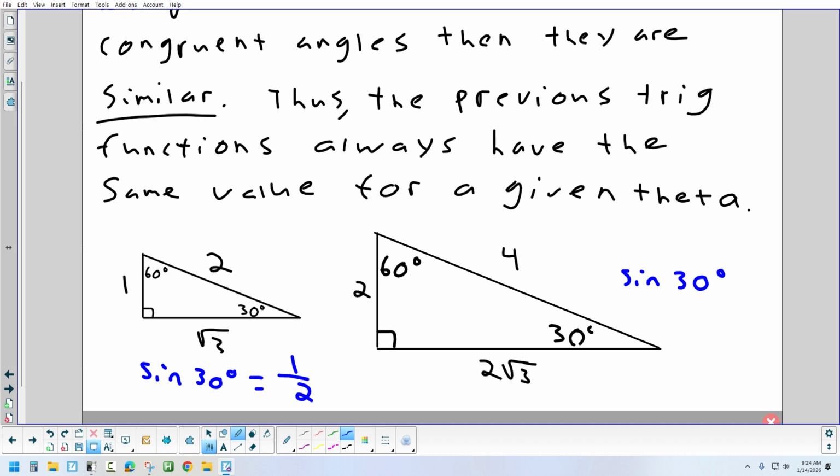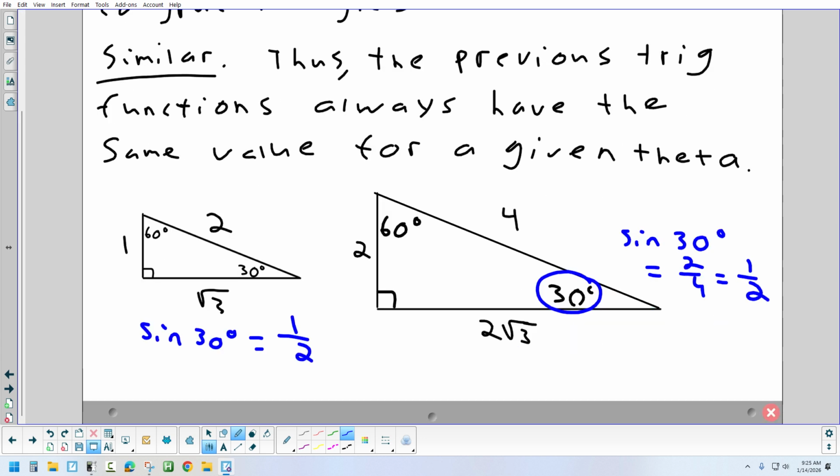Now, let's do the same thing. Same perspective. I want you to pretend like you're standing at this angle. What would be the sine of 30 degrees in the big triangle? Yep. It would be opposite over hypotenuse, which is 2 over 4. But it reduces to 1 over 2. So the sine of 30 degrees is always 1/2, regardless of the size triangle that you use. Big triangle, little triangle, it's always a half. Okay. Any questions on that?